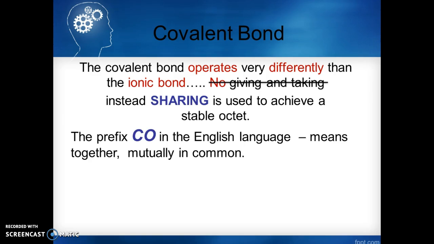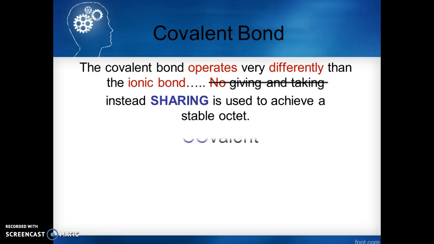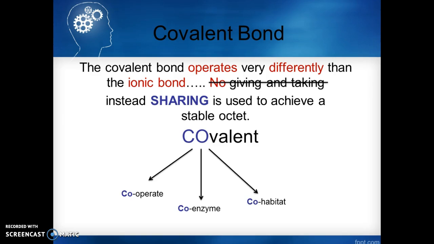Now, if we look at the word, the prefix co in the English language means together or something mutually in common. So take an example or two. To cooperate means to work together. Cohabitate, living together. Coenzyme, 2 enzymes working together. Co-hosting, hosting a party together.